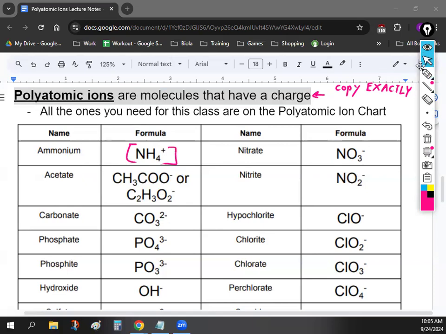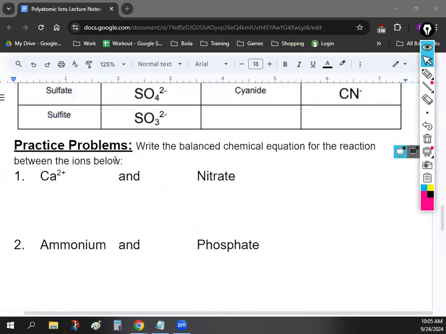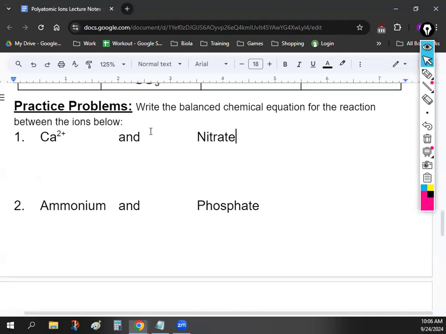But they pretty much function the way regular ions do. So we're going to do some practice problems right now to show you. Again, have this up on your screen if you have it on Canvas, because it'll be easier to refer back to. We're going to balance equations, same thing we did last time and for the warm-up, but this time we're going to do it for polyatomic ions. We're going to write the balanced equation between these two ions. Let's start with number 1. On your paper, write this down: Ca2+ and nitrate. Number 1, we are going to be combining Ca2+ and nitrate.